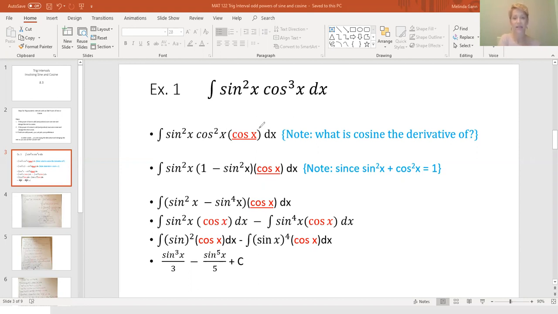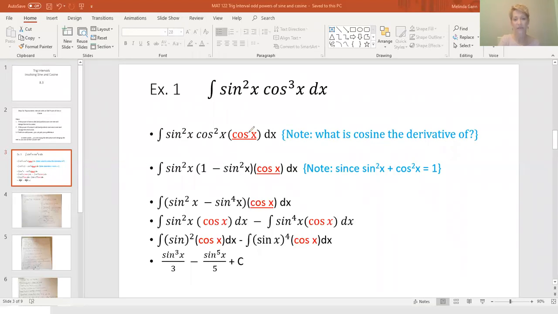Now remember what I said, this thing that you're saving is the derivative of something. Now what is cosine the derivative of? That's right, sine. So if you save a cosine, everything else has to be sines. Well, sine squared is already sine, so it stays the same, but now I've got to change cosine squared to something to do with sine. Now remember that Pythagorean identity that you're supposed to have memorized, that sine squared of an angle plus cosine squared of an angle is 1. So if you solve that for cosine squared, if you subtracted sine squared from both sides, cosine squared would be 1 minus sine squared. So that's how I turn cosines into sines.